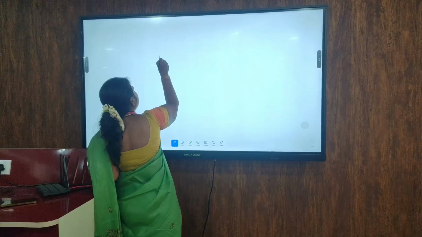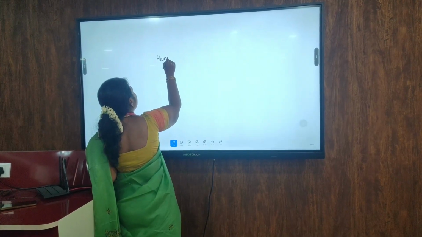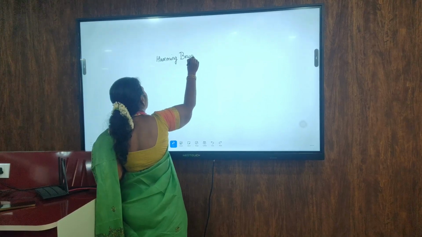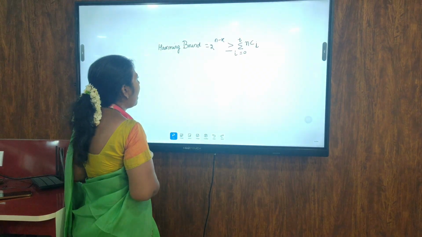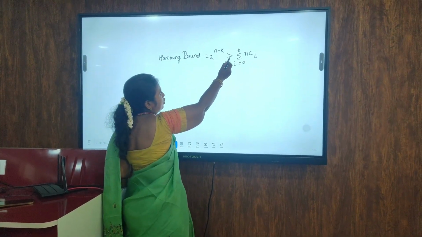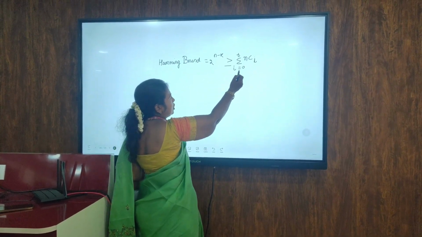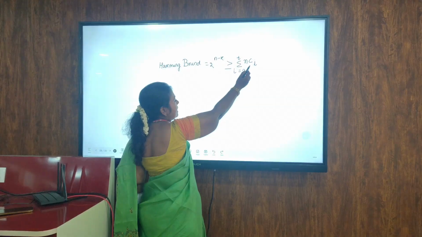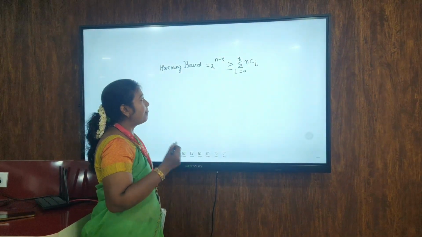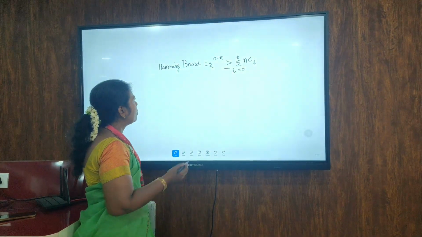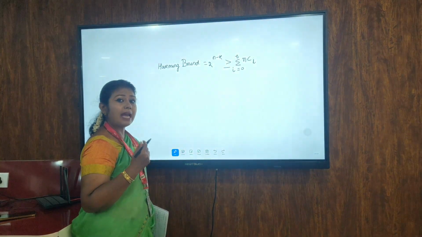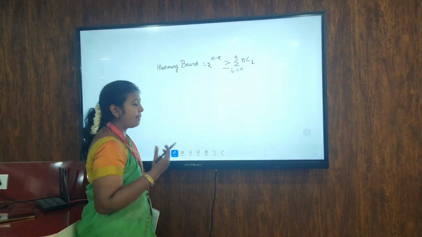The next one is Hamming bound. Hamming bound is given by 2 to the power n minus k should be greater than or equal to the summation i equals 0 to t of nCi. Now this Hamming bound helps us to find out the number of errors that happen. Okay, so we will do a problem based on this Hamming bound, so that it will help you understand better.